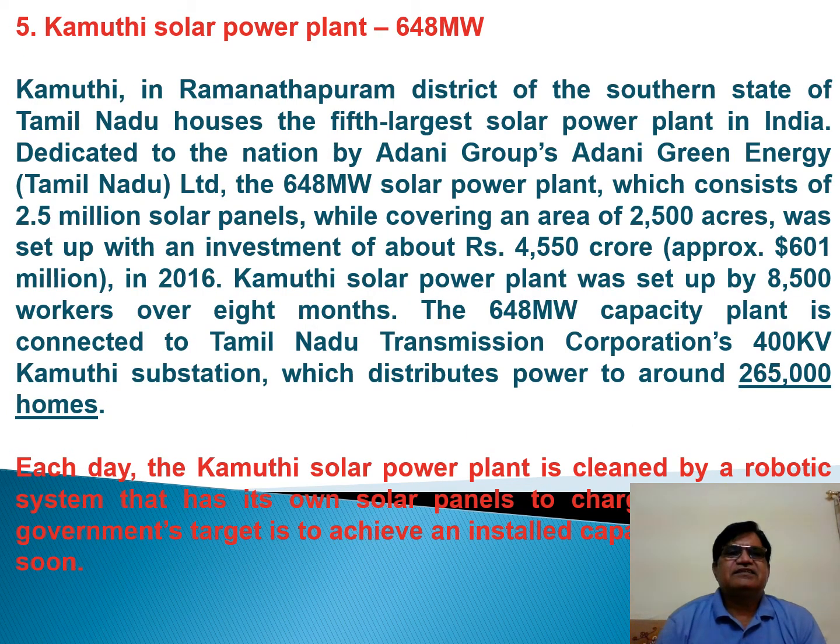And the fifth one is Kamuthi solar power plant. It is situated in the state of Tamil Nadu, the fifth largest solar power plant in India. It is dedicated to the nation by Adani Group's Adani Green Energy Limited. The highest solar power producer, the first one, that is the Badla, situated in Jodhpur district, is also there. Also, the Adani Group is working to produce solar power.